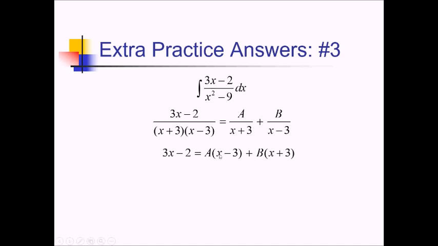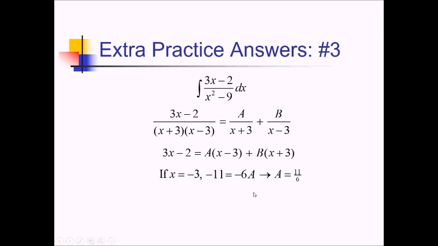So if I want to solve for a, to get rid of b, I need to plug in an x value of negative 3. If x equals negative 3, then on the left side of the equation here, this is going to be negative 9 minus 2, so negative 11. And on the right side, again, b is just going to get zeroed out, so that's gone. But a, we have a times, and this is going to be negative 3 minus 3, so negative 6a. Solving for a really quickly here, we have a equals 11 over 6.